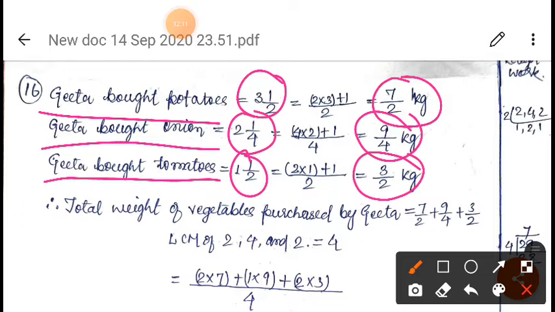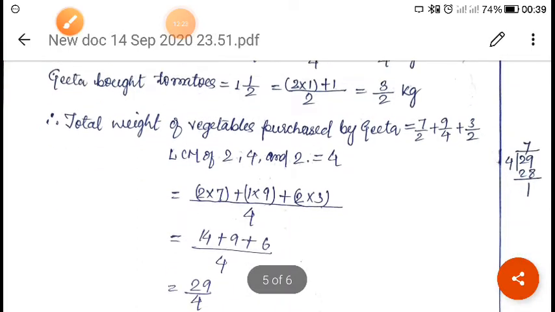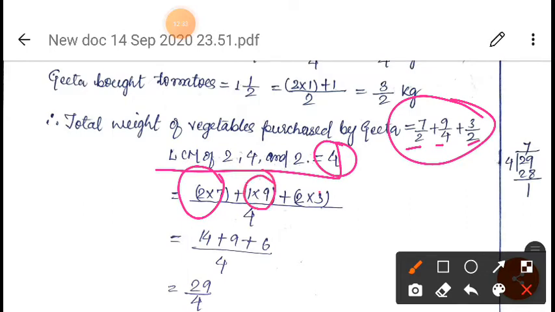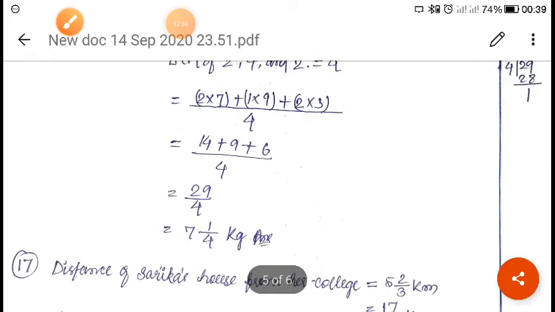After that, what they have asked is that we have to find out the total weight of the vegetables purchased by Geeta. So we have to add this, this and this, as I have done here. Since the denominators are not the same, we will find the LCM. The LCM we will get is 4. So 2 into 7, 1 into 9, 2 into 3, 14 plus 9 plus 6. So it will be 29 by 4, right?